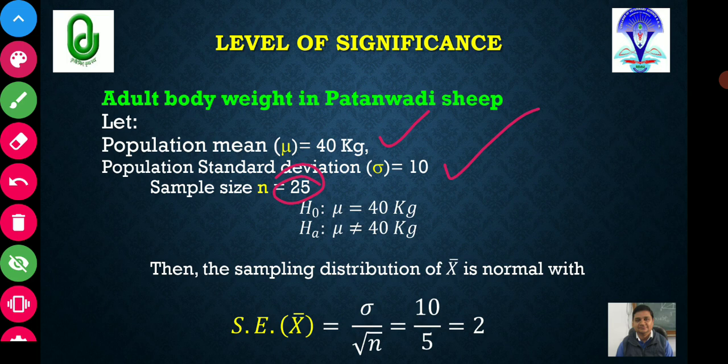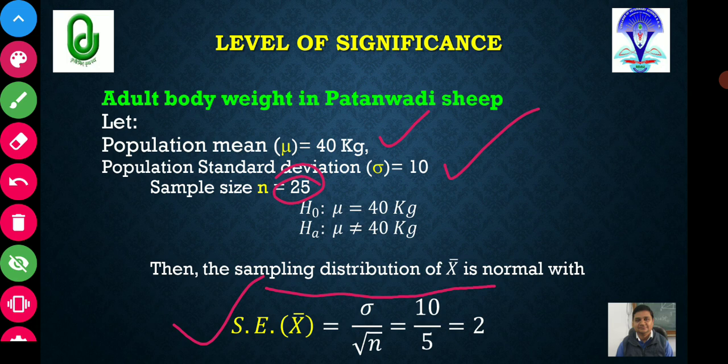So what is our hypothesis? The null hypothesis is mu is equal to 40 kg. That means the sample that we have taken also has a mean of 40 kg, or it has been taken from a population which has a mean of 40 kg. And the alternate hypothesis is obviously that mu is not equal to 40 kg. Now we will be seeing about the standard error of the sample. How will we estimate the standard error? The sampling distribution of x bar is normal. Why is it normal?